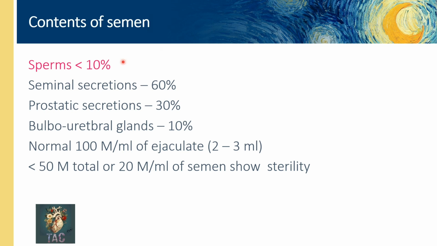Contents of the semen: sperm less than 10%, seminal secretion 60%, prostatic secretion 30%, bulbourethral gland 10%. Normal is 100 million per ml of the ejaculate, and the normal amount of ejaculate is 2 to 3 ml. So less than 50 million total or 20 million per ml of the semen shows sterility.